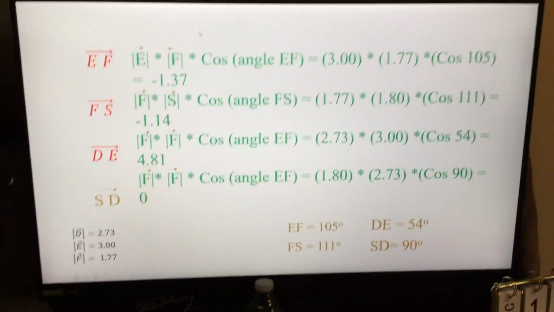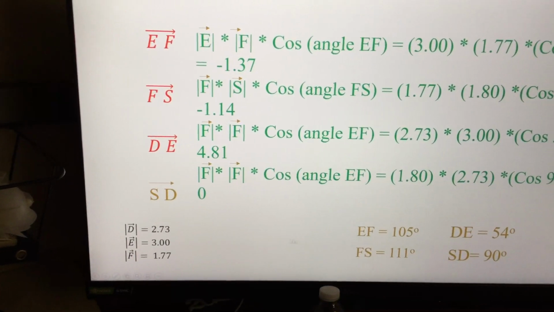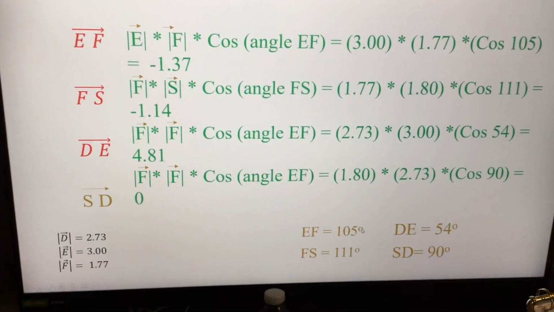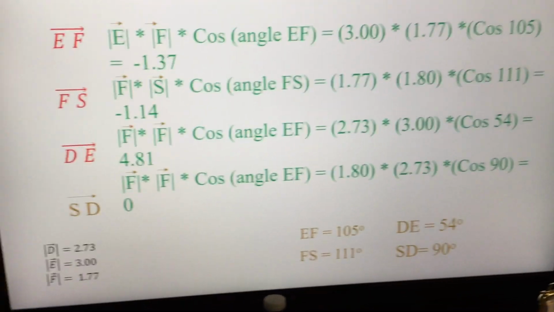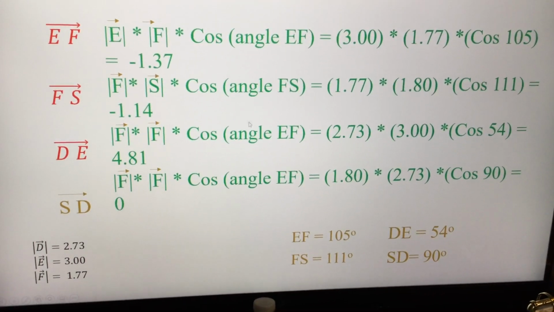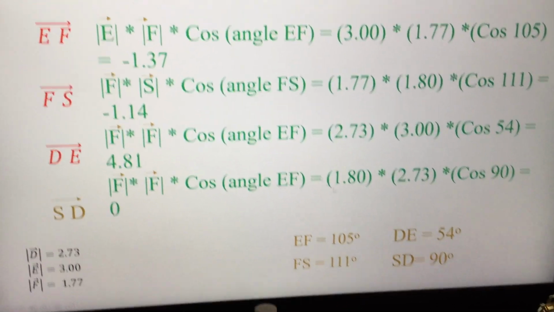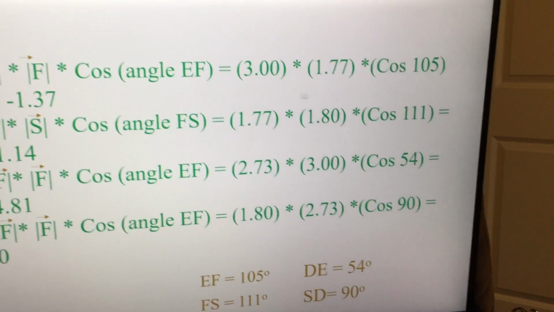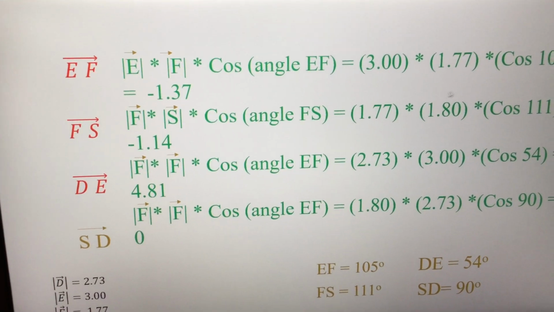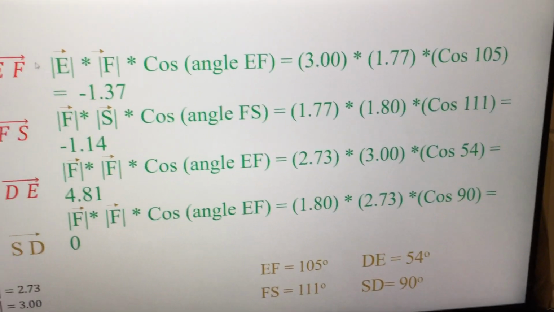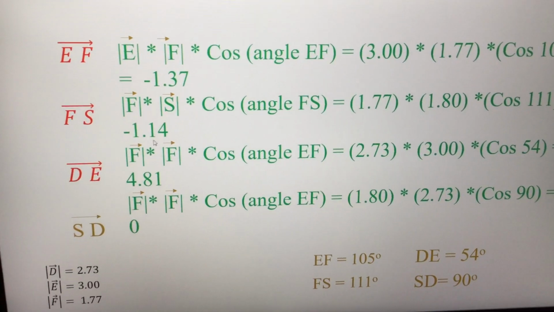Now we're going to do the dot product. We're going to get vectors E and F, and we have our numbers. We're going to find that S has a magnitude of 1.80. So we can have the angles on. We're going to multiply the magnitudes and get the cosine of the angle. Remember, E and F had an obtuse angle, so you're going to have a negative. Same for F and S: we had an obtuse angle, so you get a negative one.